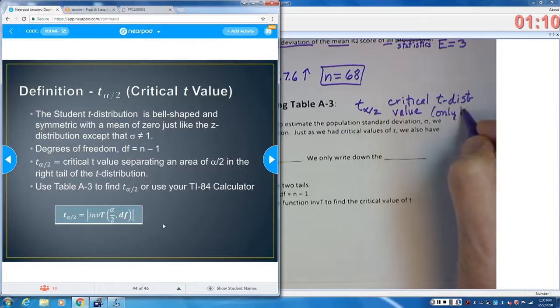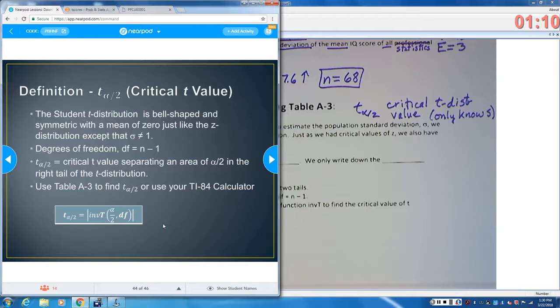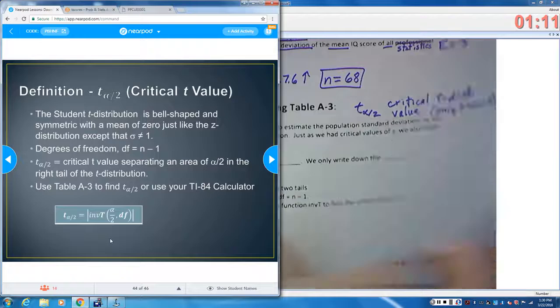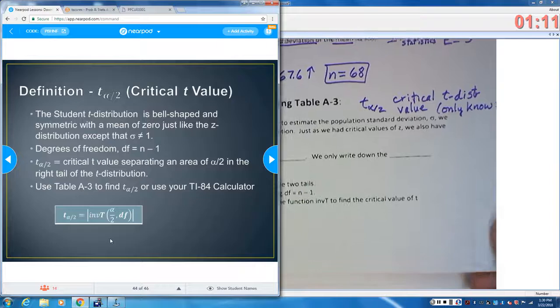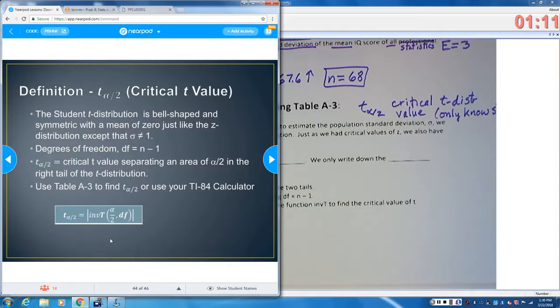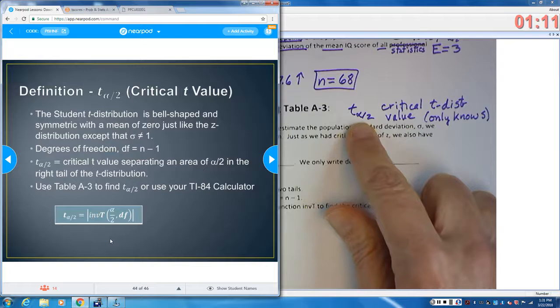We will know a standard deviation for a mean, but sometimes we'll only know the sample standard deviation. So we'll use either the table or your 84 calculator. Your 83 doesn't do this. If you have an 84, let's see, oh, I have it on the next page, that formula, okay. So this is a T distribution. It's for means. It's a critical value. T alpha over 2 is the critical value for T distributions.